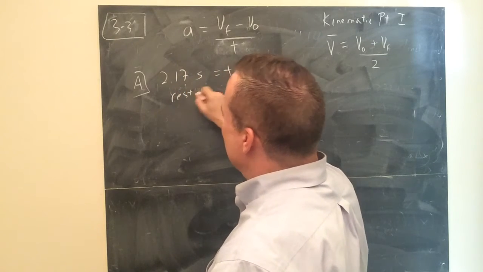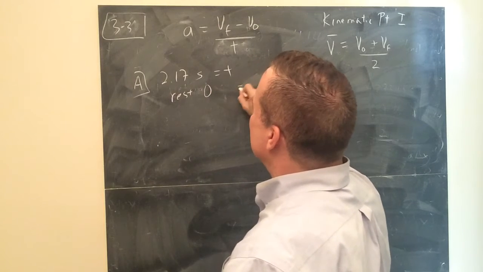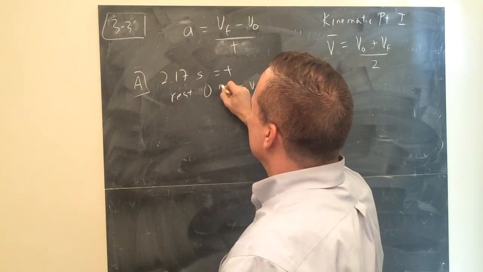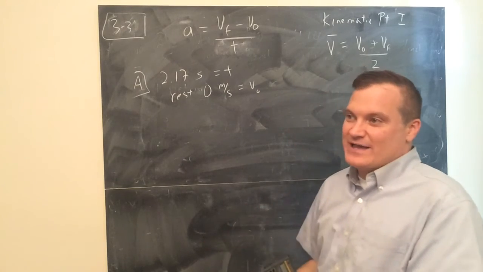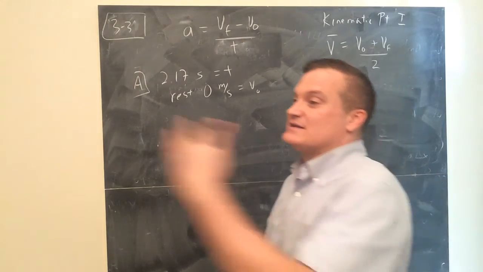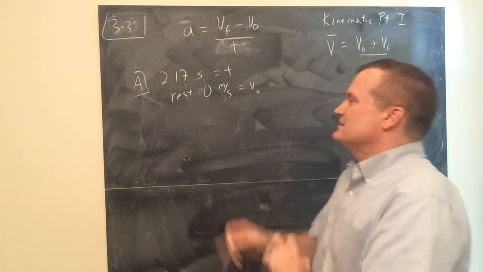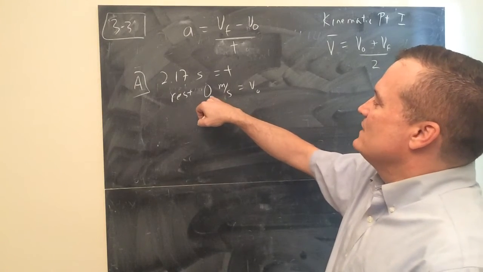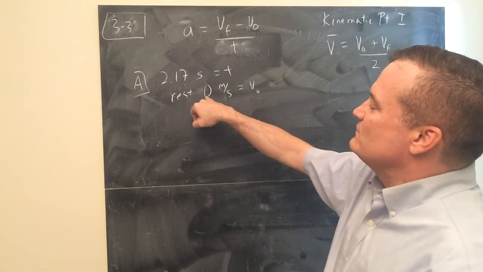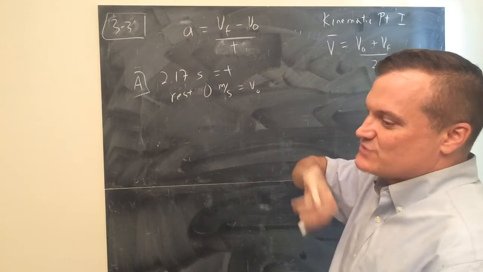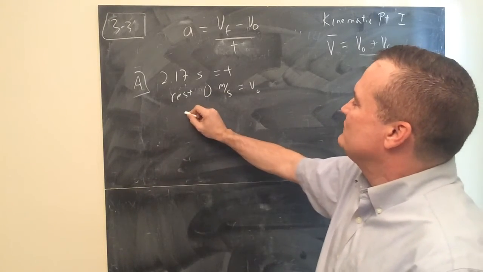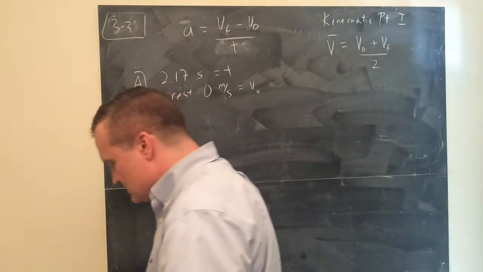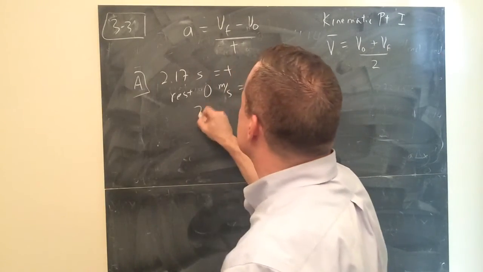Rest means 0, and that's your initial velocity. When something comes to a stop, we say it's at rest. Or if it's at rest and it speeds up, that means it's 0 initial velocity. So rest means 0. If you start at rest, you start at 0. If you stop, then you end at 0. And your final velocity, it says, is 7.96.